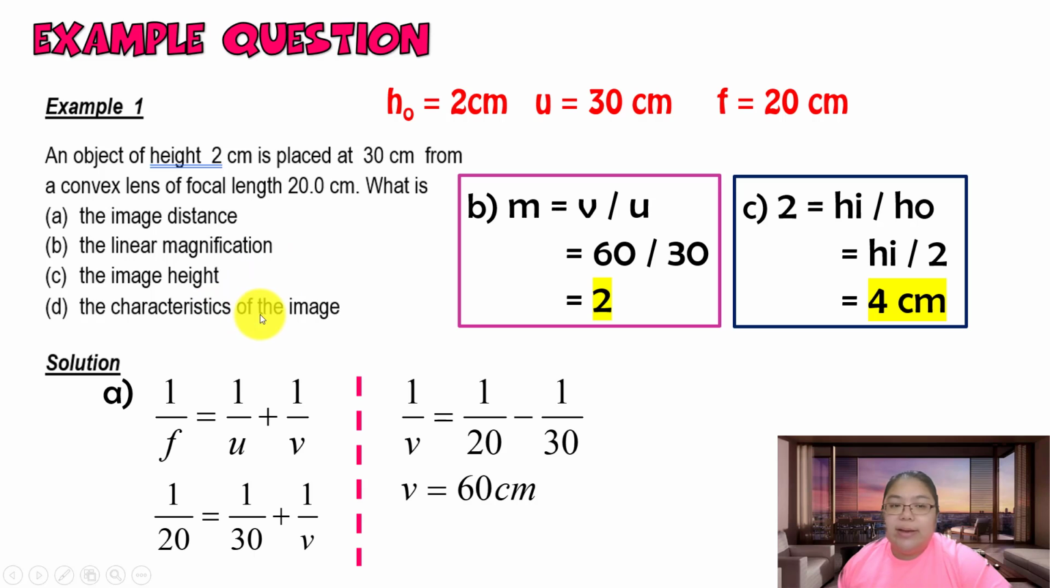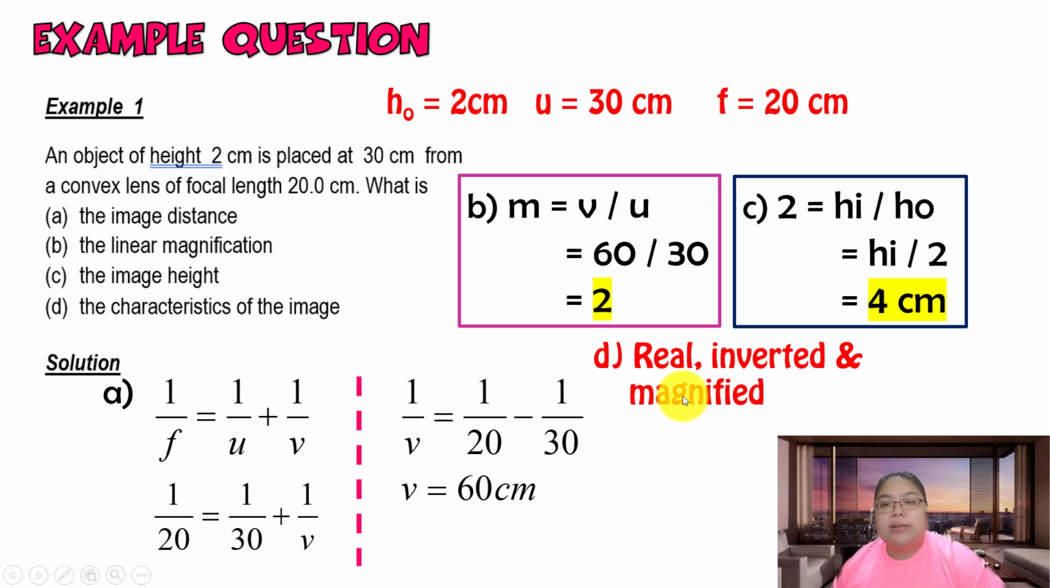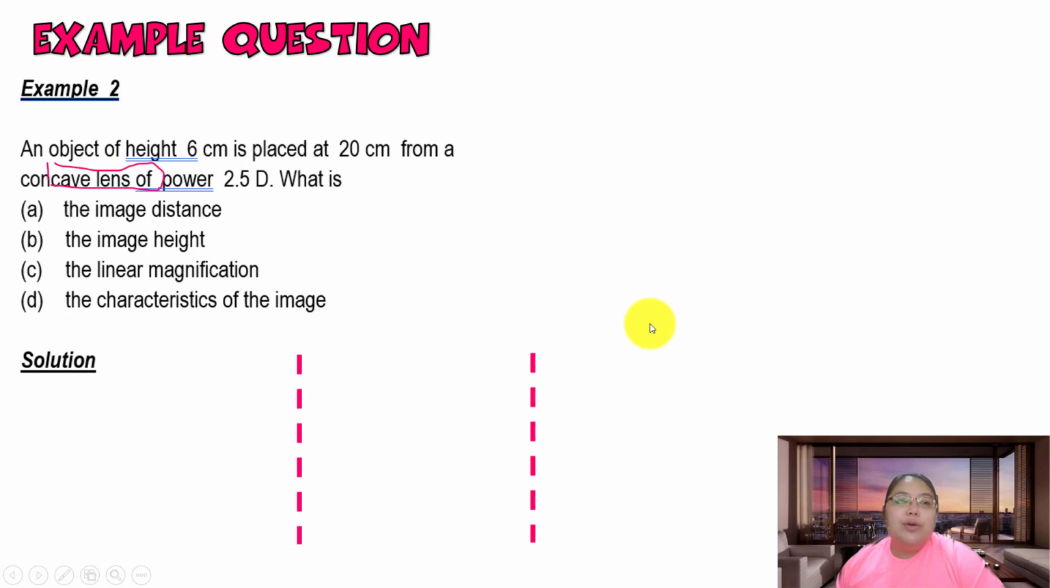Okay, last one, characteristic. Real, inverted, and magnified. So this question is no need to draw. We're using the calculation, then we can find out the characteristic. Okay, now we go to second question. Okay, I already underlined boxes. The keyword is concave lens. So when they're talking about concave lens, you must be careful.